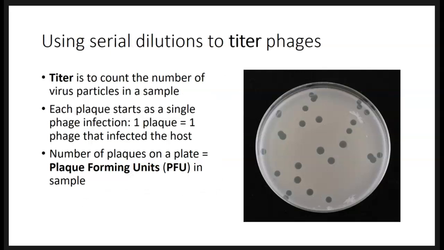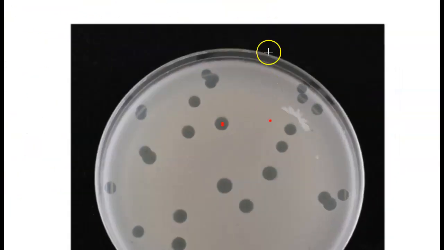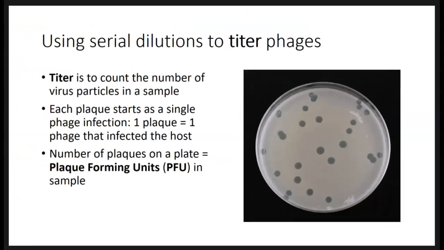So we can use serial dilutions in conjunction with our knowledge of plaques to titer, or count, the number of virus particles in a phage sample. We talked before how each plaque starts as a single phage infection. One single phage infects some bacteria and bursts out into a number of additional phages that kill the surrounding bacteria, and continue to expand to make that one single plaque.